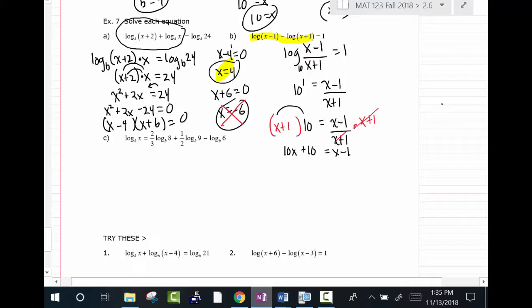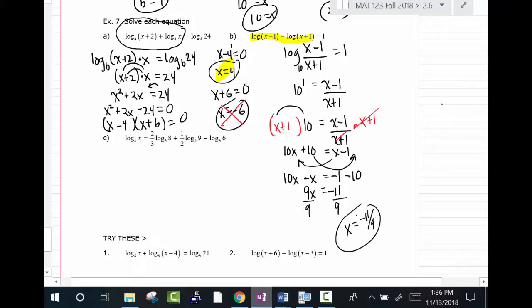We have variables on both sides, so I'm going to move the x over here, and I'm going to move the 10 that way. You can do it the other way around if you want to. So I would have 10x minus x equals negative 1 minus 10. I'm just rearranging. That would give you 9x equals negative 11. And then the last step on the problem would be you divide by 9. So you would get x equals negative 11 over 9.